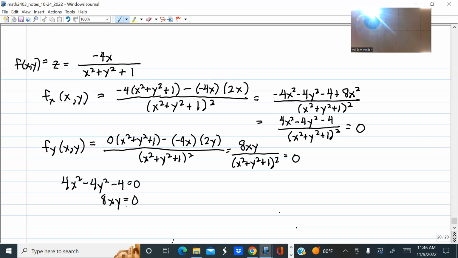So any suggestions there? What now? Divide by 4 on the first one? Okay, so that's easy, right? So we have x squared minus y squared minus 1 equal 0, right? And then I guess we can also divide by 8, right? So we have x times y equal 0, right? So see any solutions there that come to mind?